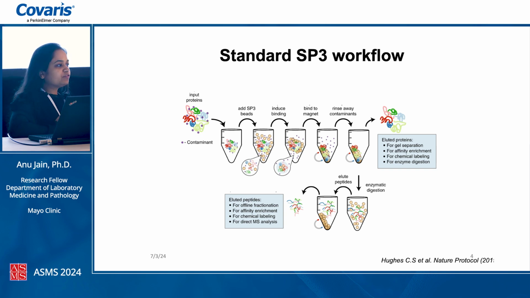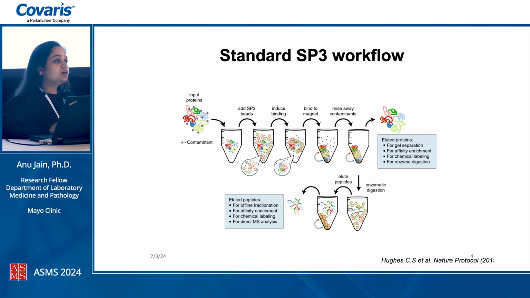So in the presence of an organic solvent like ethanol, the salts or the detergents or other contaminants which were introduced during the upstream processing can be washed away, and finally the bound protein can be eluted in an aqueous environment under the presence of a magnetic field. Or we can choose to digest the bound protein on bead, and the digested peptides can be collected, and these peptides are ready to be analyzed on mass spec.